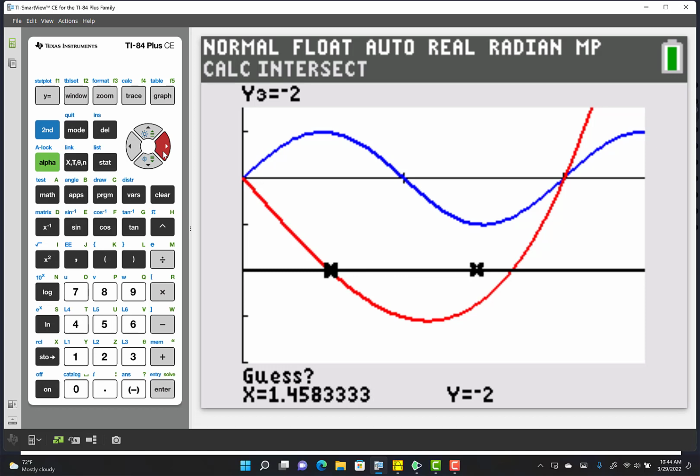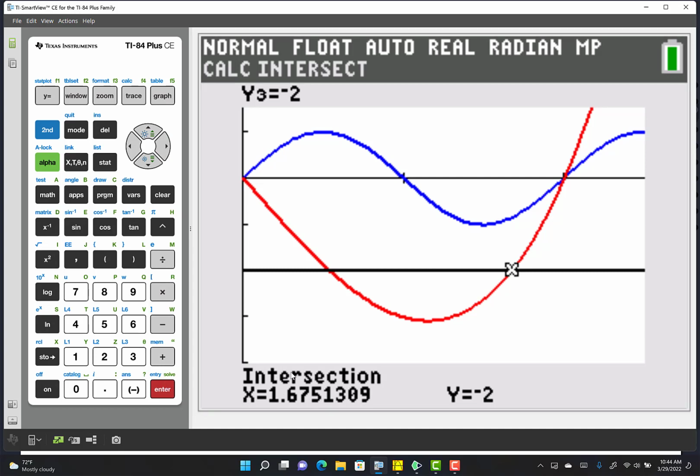You have to use your calculator, guys. There's no way around this one. You must use your calculator.